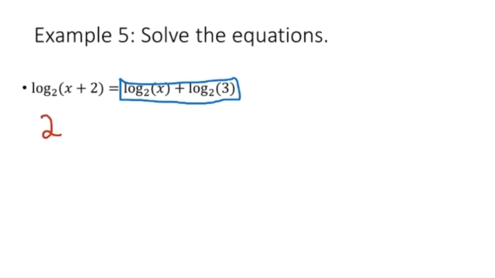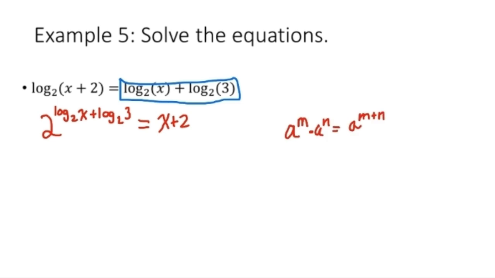The exponent, the input in the exponential form, is the output of the logarithmic form, which here is the log base 2 of x plus the log base 2 of 3. And this will equal the input in the logarithmic form, which is x plus 2. Now, how do we simplify the left-hand side? To simplify the left-hand side, we're going to use our exponent properties. Recall that a to the m times a to the n equals a to the m plus n, meaning if we multiply two numbers together with the same base, we add their exponents. We're going to apply this property to the left-hand side, but in reverse.